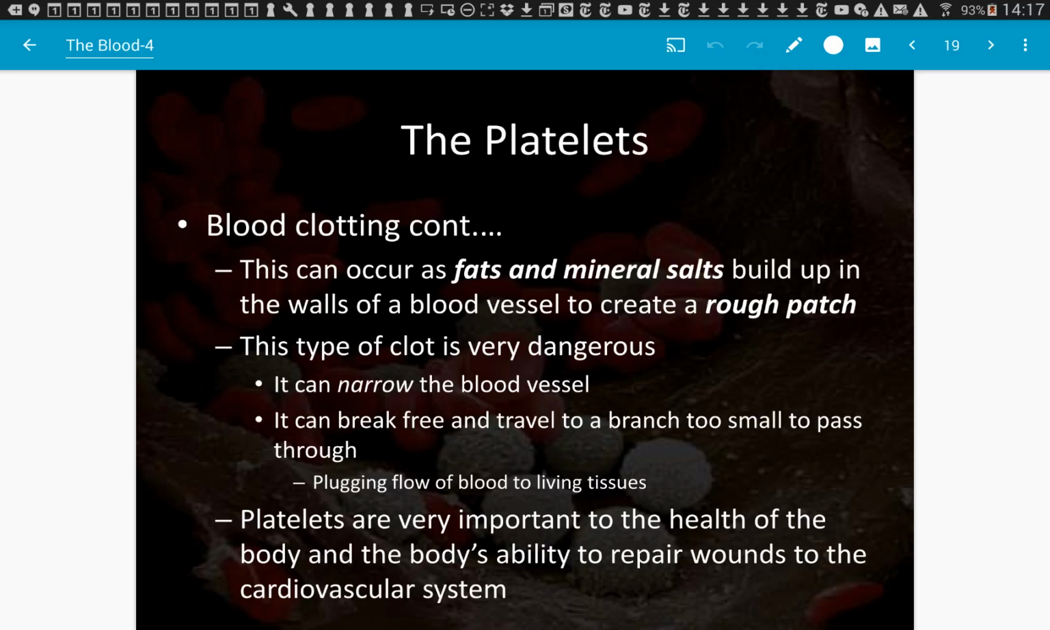So there are two types of clots. One is a thrombus, I'm going to write that down, and the other is an embolus. And again, if the spelling is wrong, I apologize. By the way, infections or a buildup of fat and mineral salts on the vessels can make them rough and more likely for platelets to burst and start that clotting process when you really don't need clotting to occur. So we have two types of clots that will form.